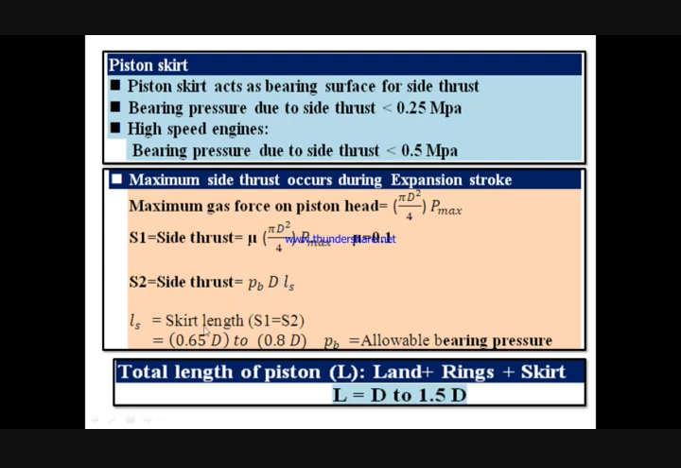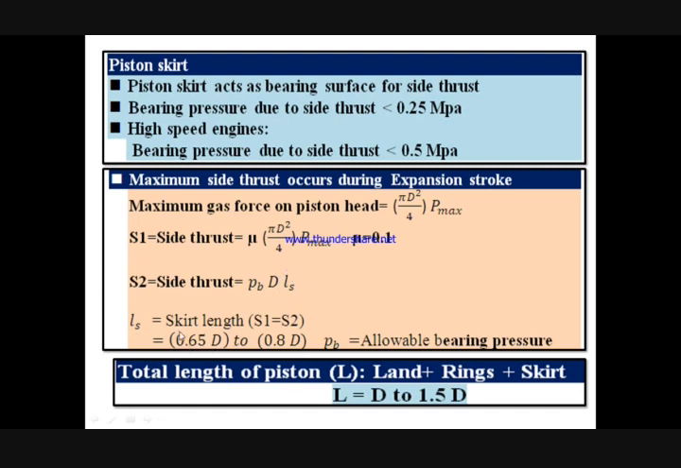By equating S1 and S2, mu is 0.1, d is the bore diameter, P max is the maximum gas pressure, and Pb is the allowable bearing pressure. Its value ranges from 0.25 to 0.5, and normally we take it as 0.35 or 0.4. d is again the bore diameter. So the only unknown here is Ls, the length of the piston skirt, and by equating S1 and S2 we can find Ls.